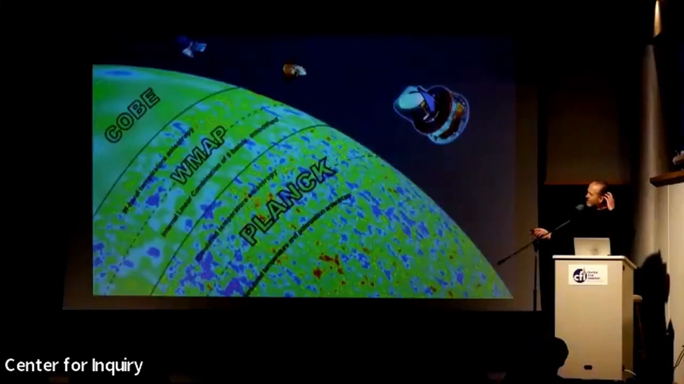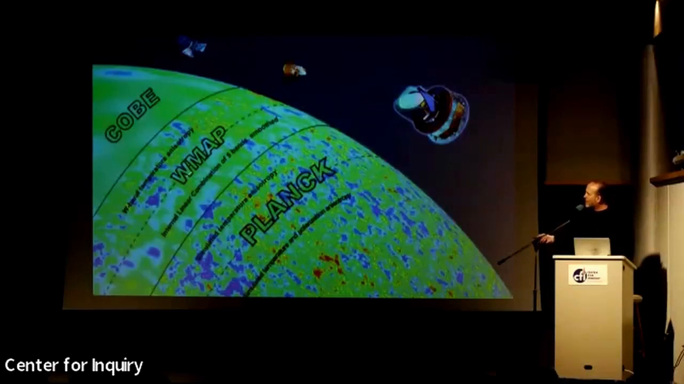In the 1990s, the COBE satellite made the first maps of the cosmic microwave background fluctuations. In the 2000s, the WMAP satellite made far more accurate measurements of it. And then in the 2010s, the European Space Agency's Planck satellite made this definitive map that I've shown you, which really gives extremely high precision measurement of this.